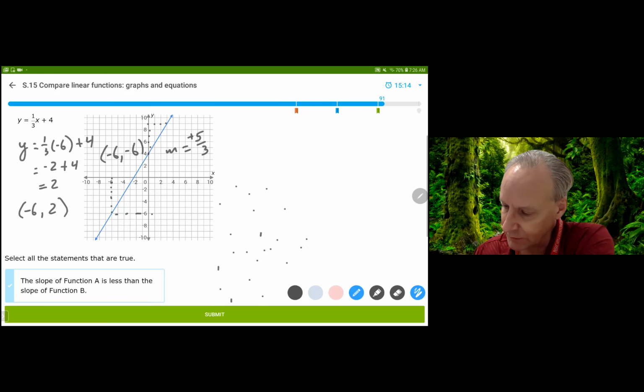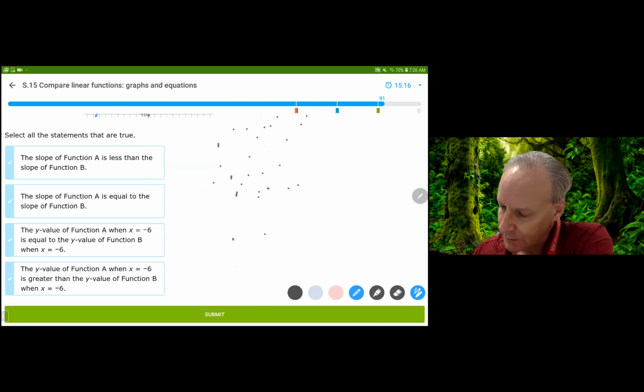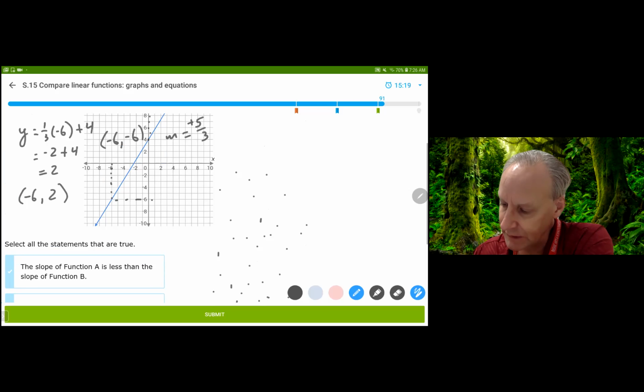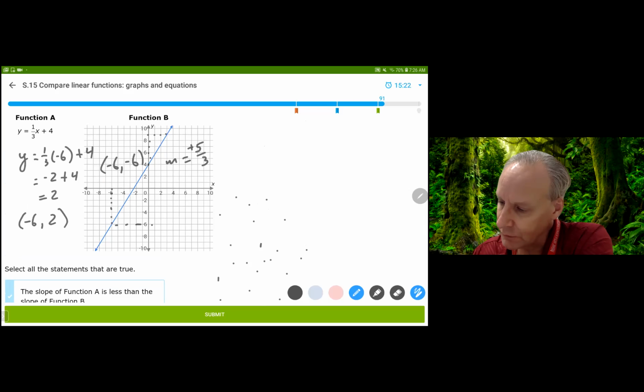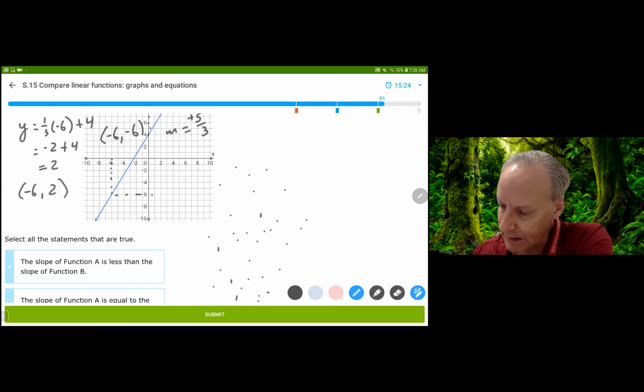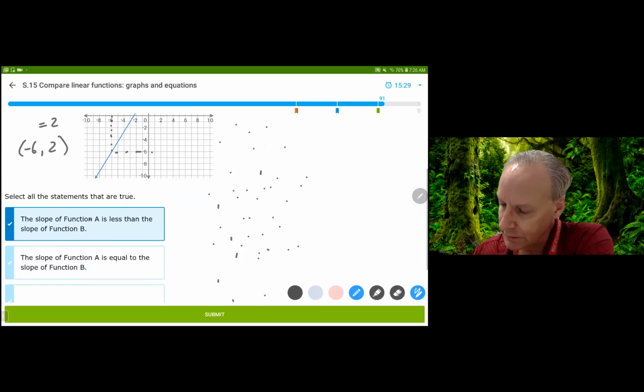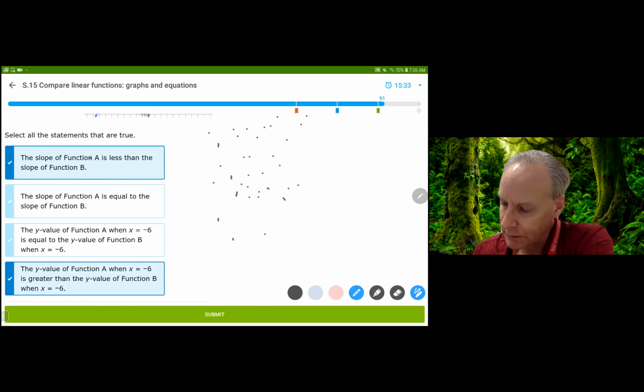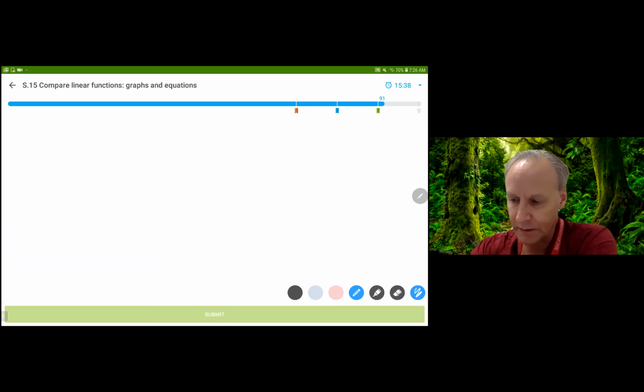So I'm going to check it real quick one more time. Function a is much greater than function b, and the slope of function a is less than the slope of function b, which is this one. And the slopes are not equal. Oh, the y values that they're comparing for -6. Okay, looks like we got it now.